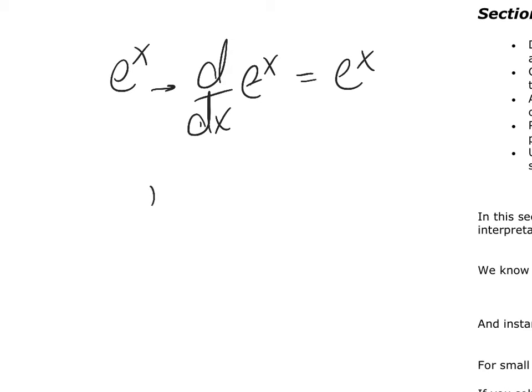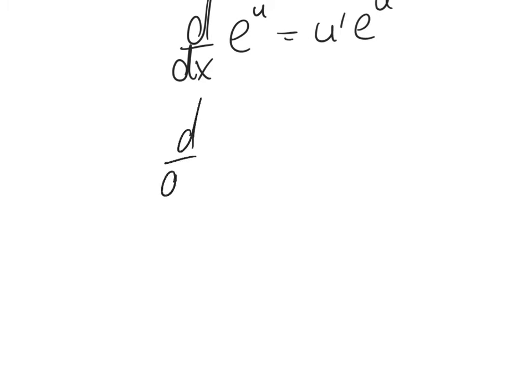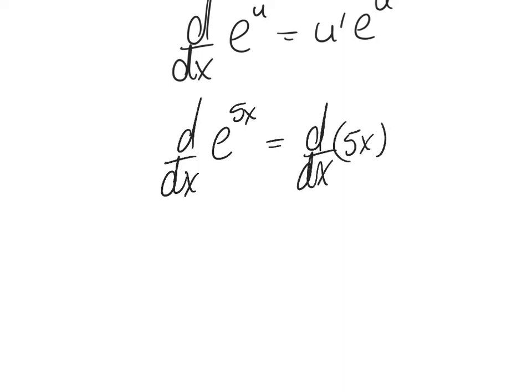So if you have e^u, because this is now the chain rule, again, I'm going to explain later why this is true. This is going to be equal to the derivative of u, times e^u. So as an example, if you're trying to find the derivative of e^(5x), this is going to be the derivative, d/dx, of 5x multiplied by e^(5x).